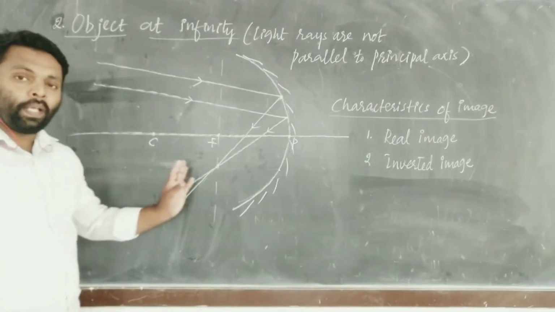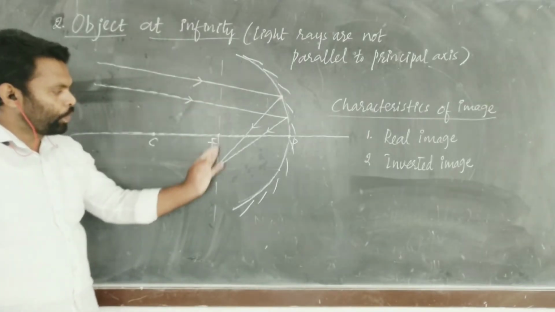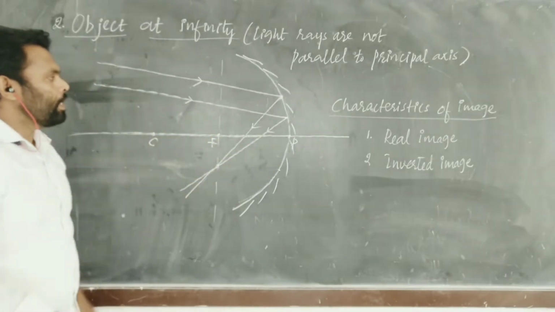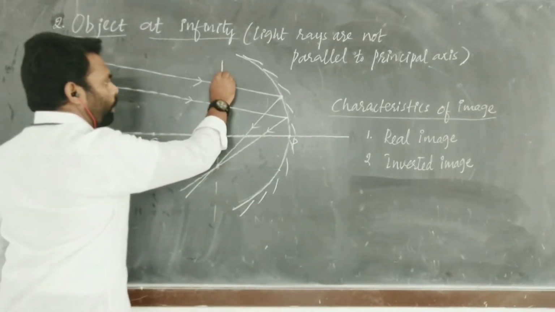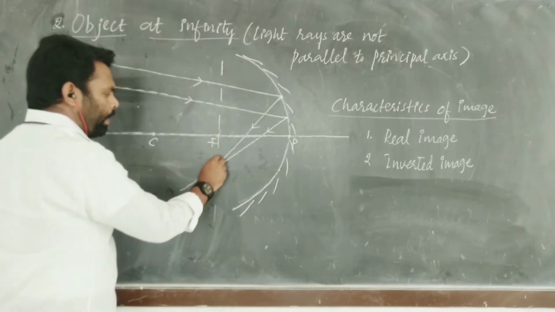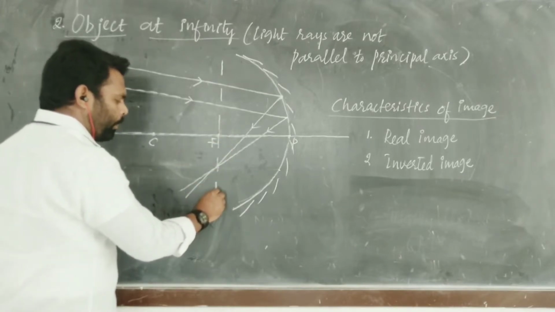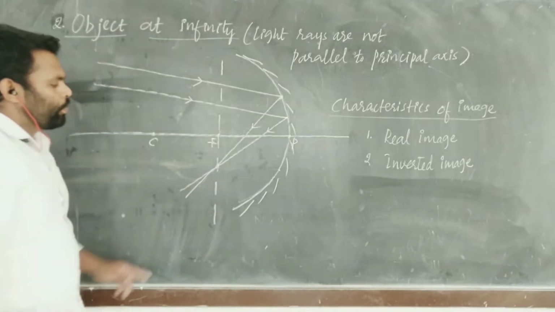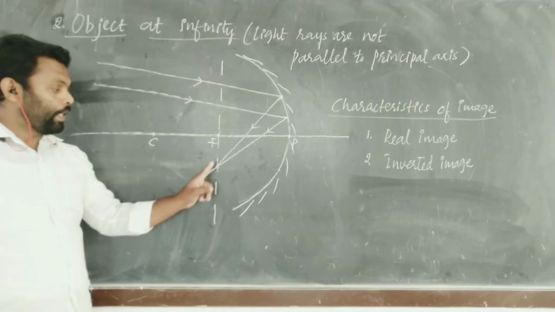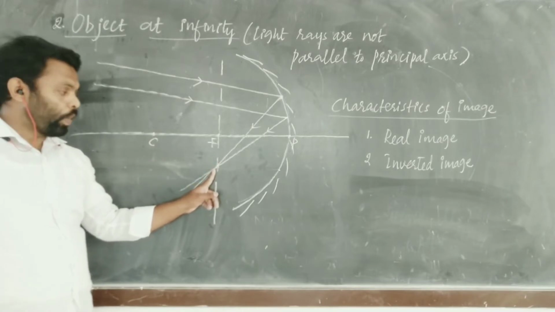And what is focal plane? The plane passing through focal point and perpendicular to principal axis can be called as focal plane, and this can be focal plane. So it is passing through focus and it is perpendicular to principal axis. So these light rays are intersecting. Which light rays? Reflected light rays. They are intersecting at focal plane.